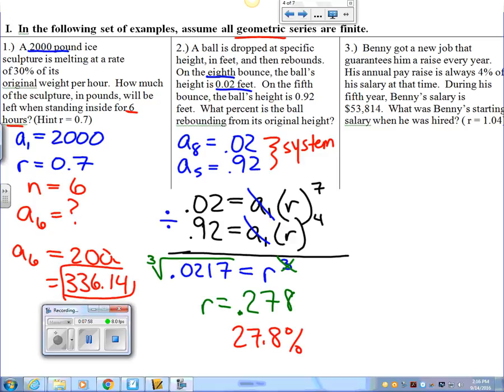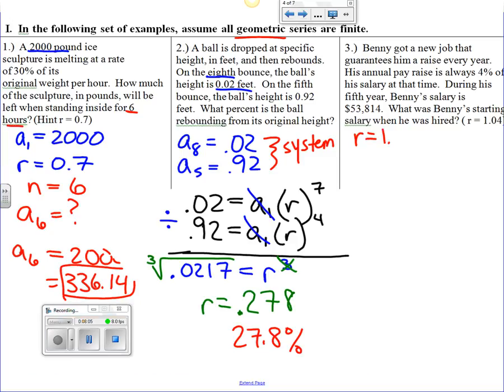Okay. Number 3, Jacob, what's something we know? What else do we know? Okay, great question. So I went ahead and gave you this one because I think it's a little tricky. And that's what I'll do on the test too. If I think it's tricky, I'll go ahead and give you R. Does anybody know why it's 1.04?